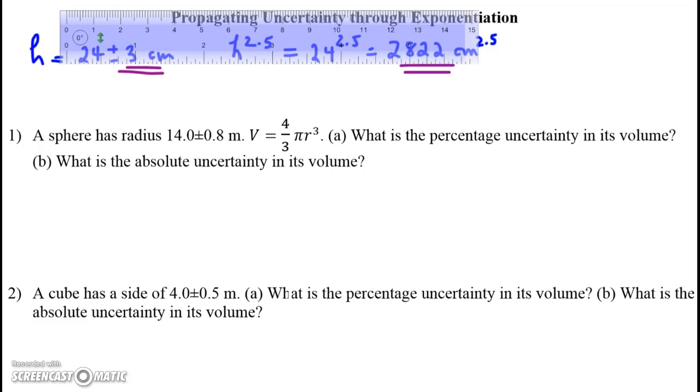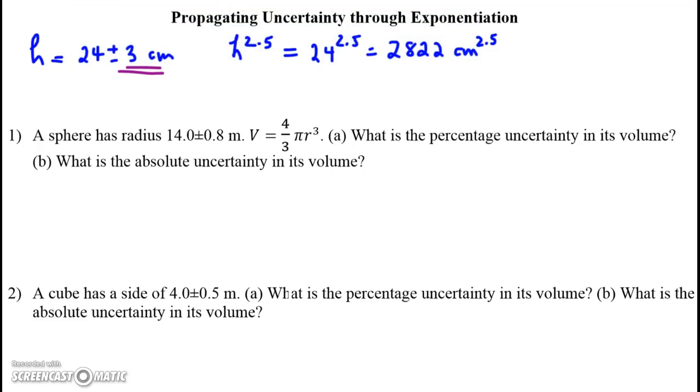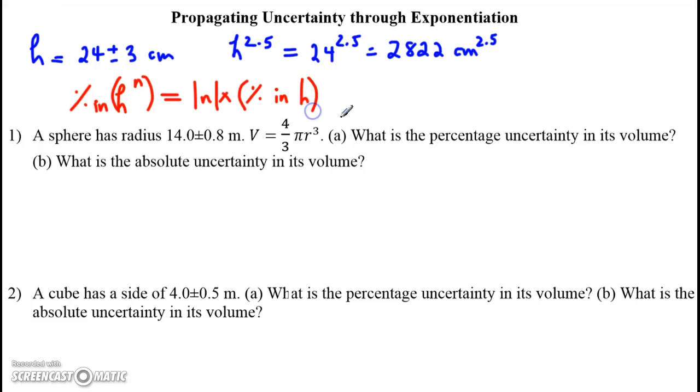Here's what you do for any exponentiation. Here's the rule. If you take some value h, some measurement, and you raise it to some power n, you find the percentage uncertainty in the new number by taking your power n, making sure it's positive, and multiplying by the percentage uncertainty in the measurement. Okay? Let's see this in action.